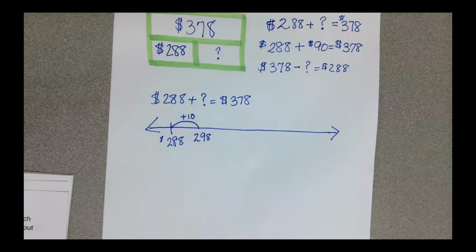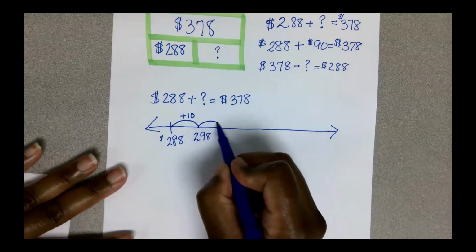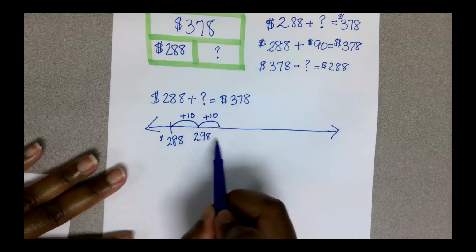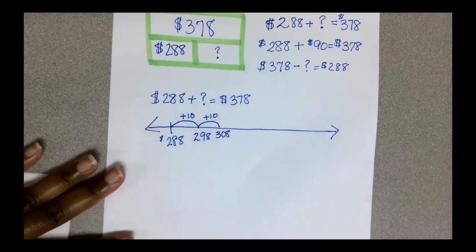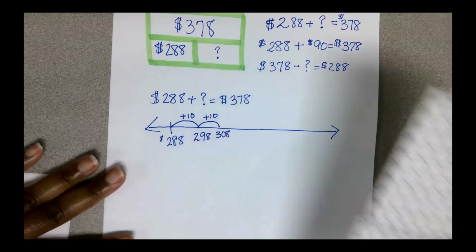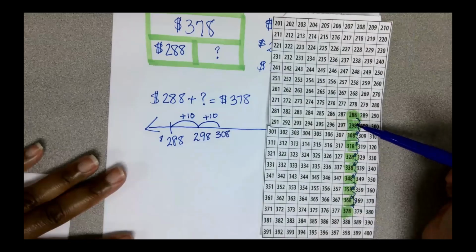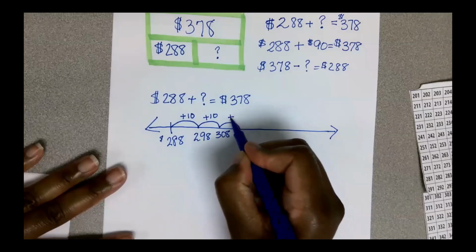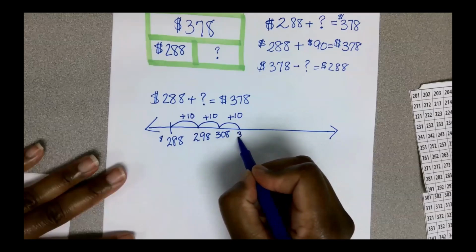So now that I know I've jumped 10, I'm going to keep going because I'm trying to get to 378. I jump 10 more. Again, I know that I'm crossing the century. I know that 10 more is going to put me at 308. And it's certainly fine for students to refer back to their thousands chart if they get mixed up as to what happens after they pass 298. Okay, they'll be able to see it's 308. Okay, and again, we're going to do 10 more. 10 more than 308, we know is 318.